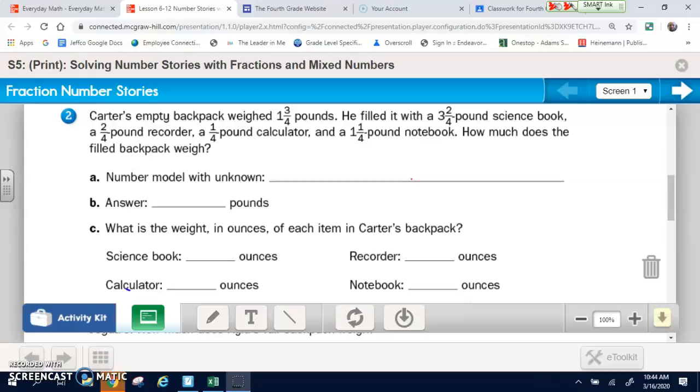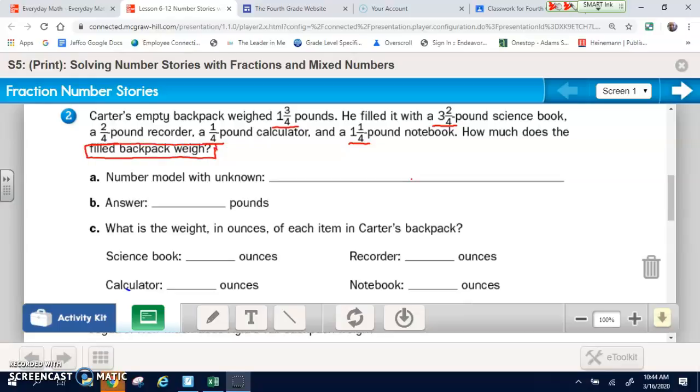I'm going to start by going through and underlining my important information. So his empty backpack was 1 3/4 pounds. He had a 3 2/4 pound science book, a 2/4 pound recorder, a 1/4 pound calculator, and a 1 1/4 pound notebook. We need to determine how much the filled backpack now weighs using this information.